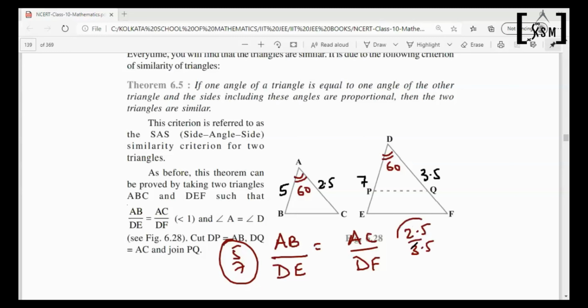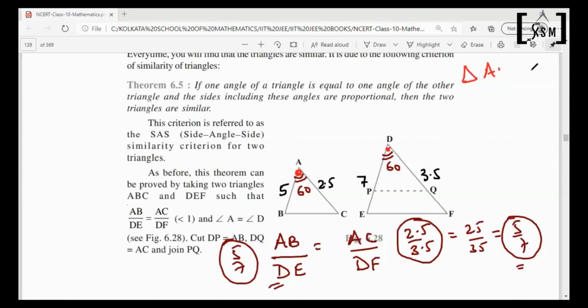When I cancel the decimal, I get 25 over 35, and 5 over 7. Yes, that is 5/7. So we find that these two side ratios are equal. And the in-between angle is also equal. Angle A is equal to angle D. So yes, we can say that triangle ABC is similar to triangle DEF.